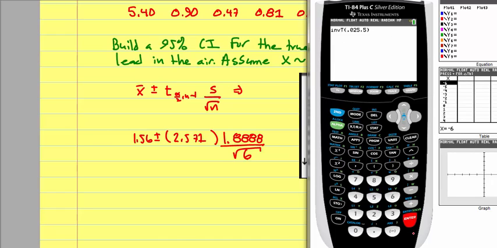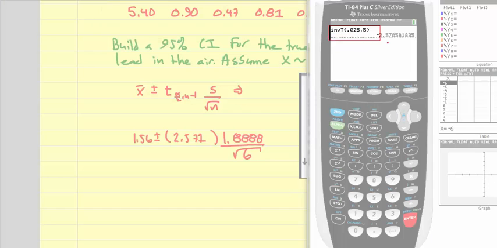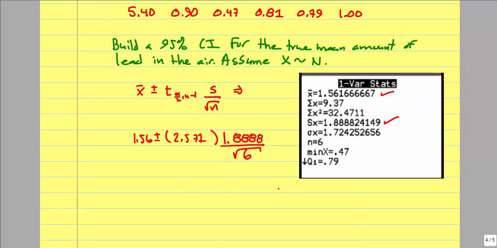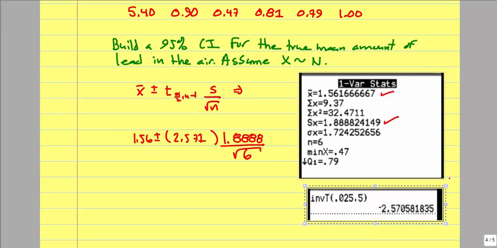And let's see what that gives us here. And I get something close to what my normal tables gave me. And if you want to use this method instead of your t-tables, you can. So this would give me negative 2.571 as well. So my point estimate is 1.56.